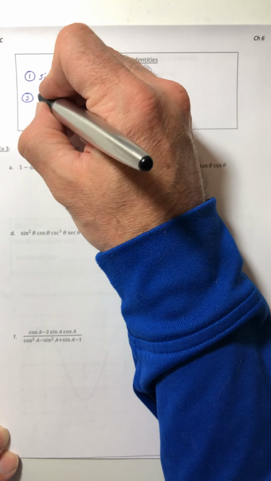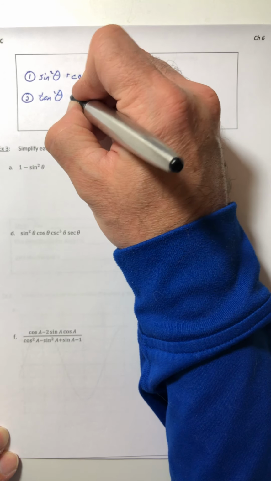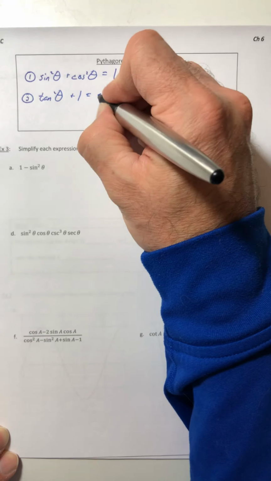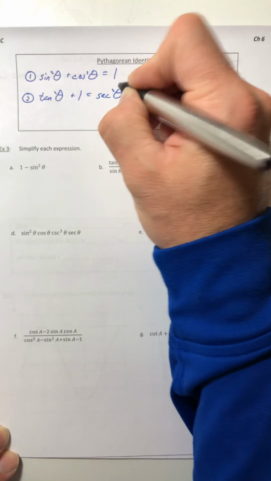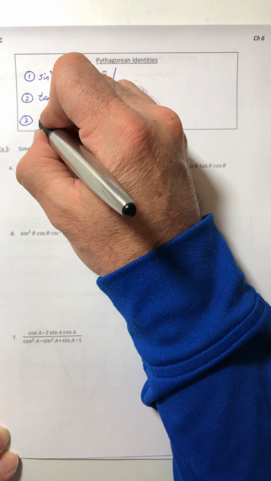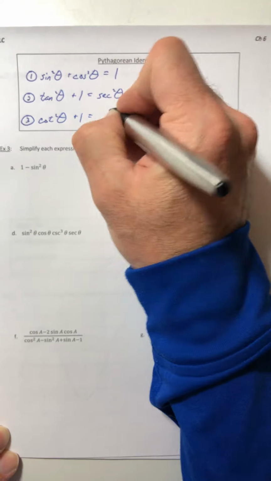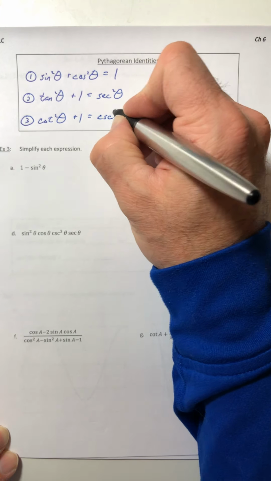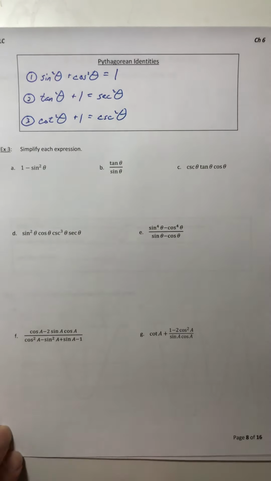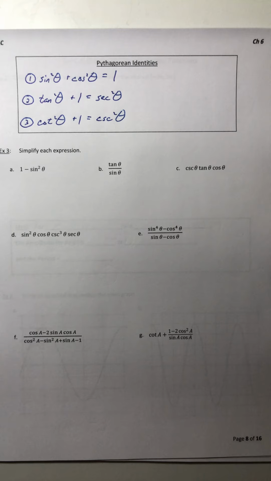Number 2, tangent squared plus 1 is equal to secant squared. And number 3, cotangent squared plus 1 equals cosecant squared. Okay, so let's stop here and pick it up in the next video.